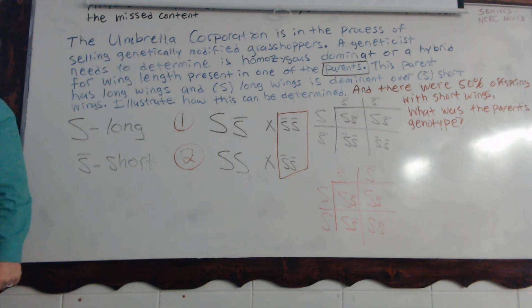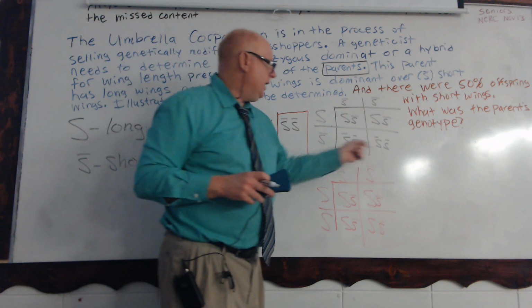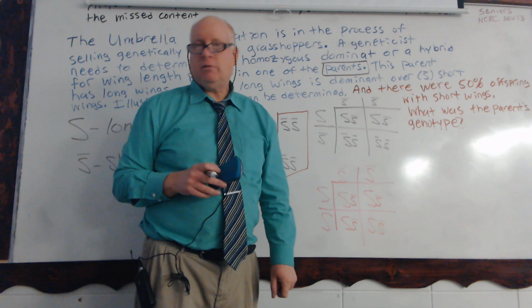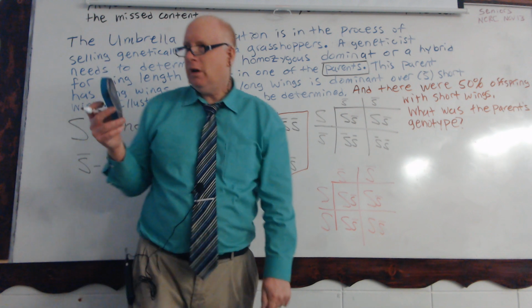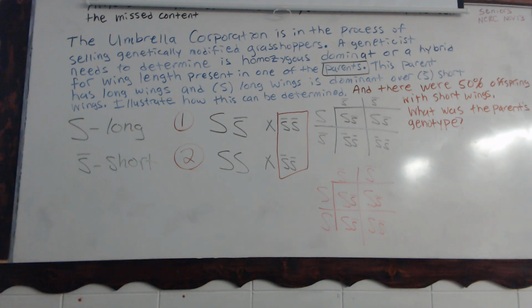Why are you correct? Because it showed 50% of the time that came up with short wings. So we wanted to make you think a little bit on how to decipher this. Because that's our job, to make you critical thinkers.